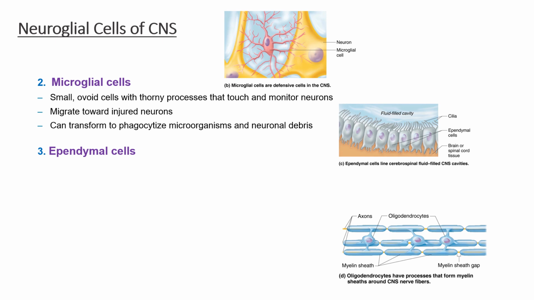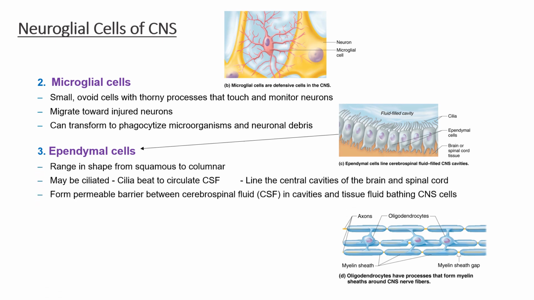Then we have kind of an interesting population of cells called ependymal cells. Here's some ependymal cells right here. They're kind of funky. They have these cilia, and they help circulate. They actually help create and help circulate cerebrospinal fluid.